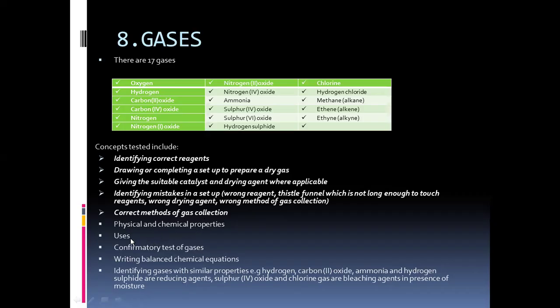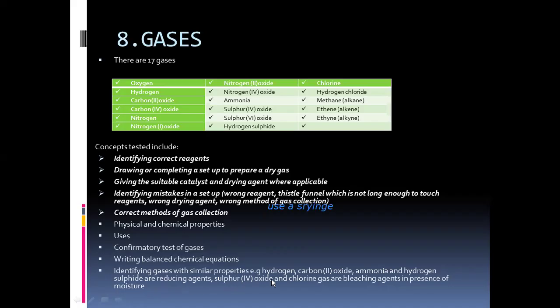Then the next one, you need to see the uses. After that, the confirmatory test of the gases. I can give you the confirmatory test of all the 17 gases. They are there. So you need to know the confirmatory test of any of the 17 gases that I've listed. I can give you the confirmatory test of any of them. Then next one, you need to know how to write a balanced equation, then identifying the gases with similar properties.